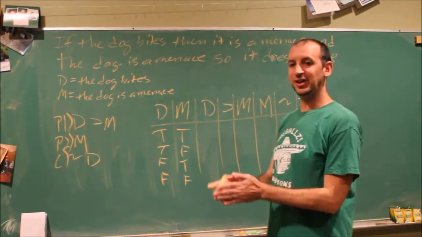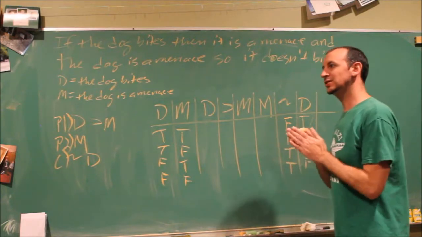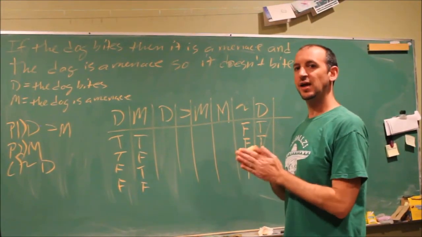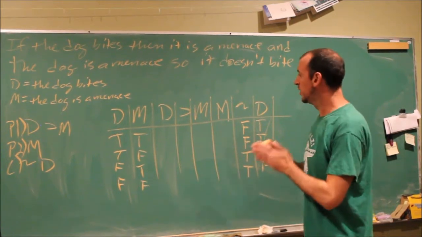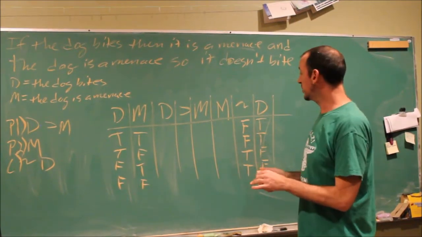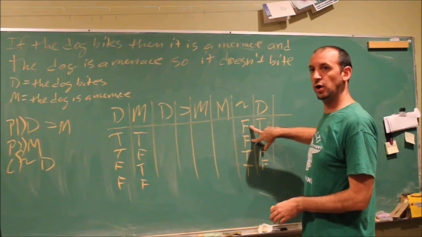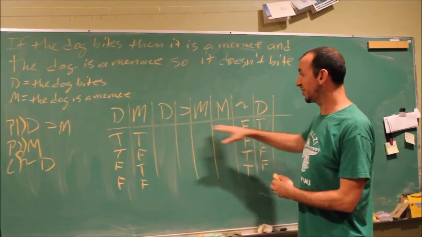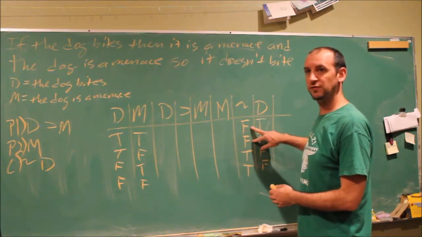Now, to test for validity, what we have to think about is: is there any situation where all of the premises are true and the conclusion is false? That's the test for validity. So, theoretically, we only have to worry about these two rows. That's the only place where the conclusion is false. So that's the only place where all of the premises could be true and the conclusion is false.